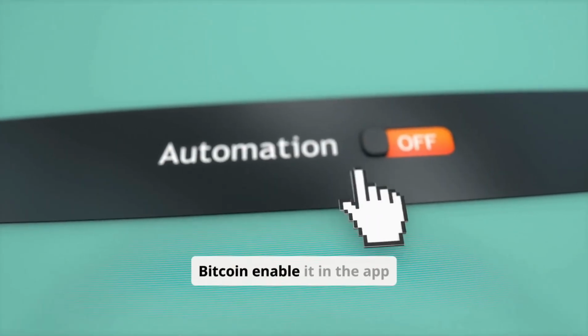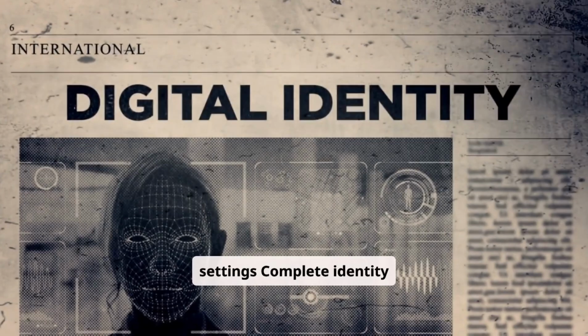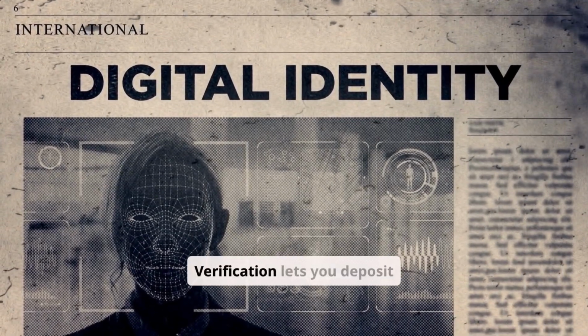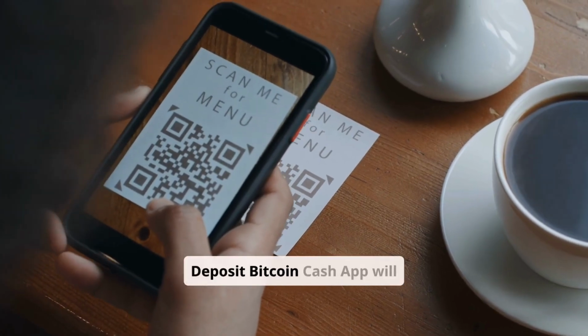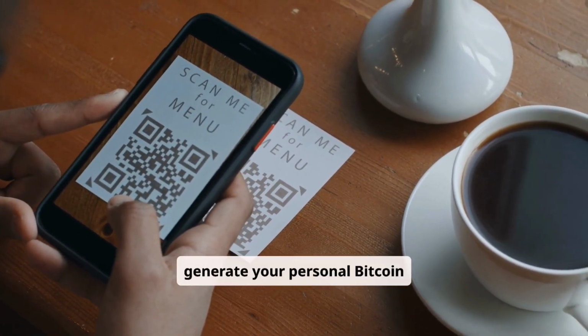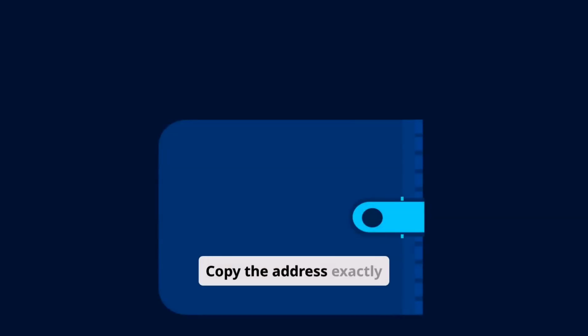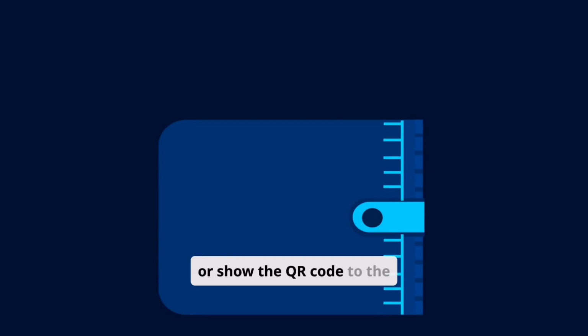If you don't see Bitcoin, enable it in the app settings. Complete identity verification, if prompted. Verification lets you deposit and withdraw Bitcoin. Tap Receive or Deposit Bitcoin. Cash App will generate your personal Bitcoin address and a QR code. Copy the address exactly or show the QR code to the sender.